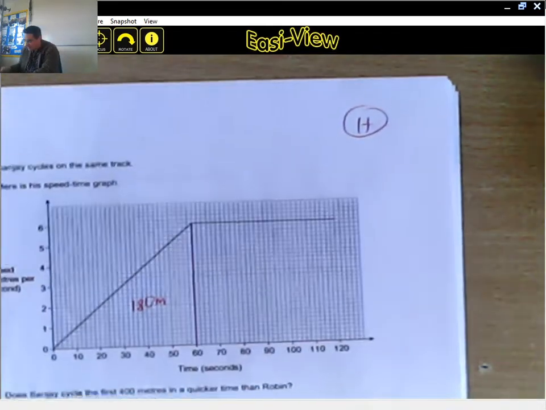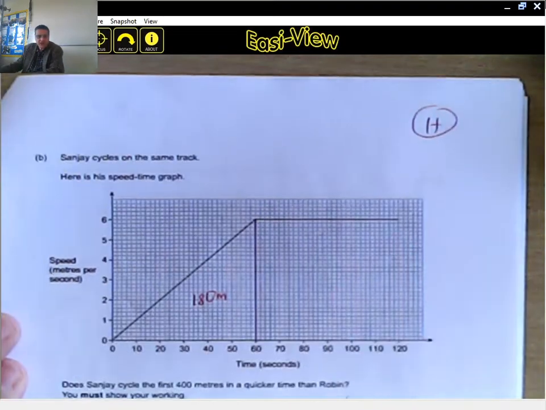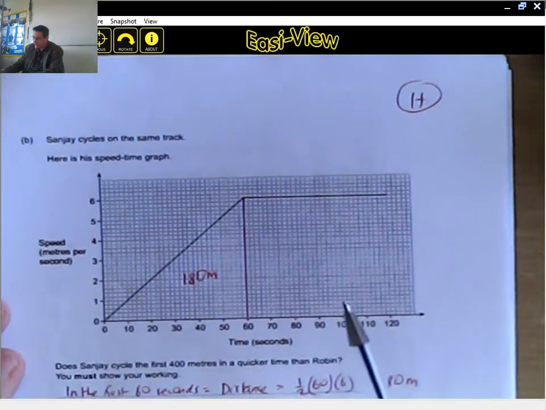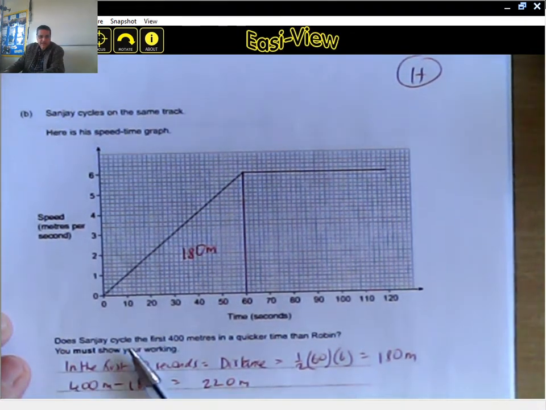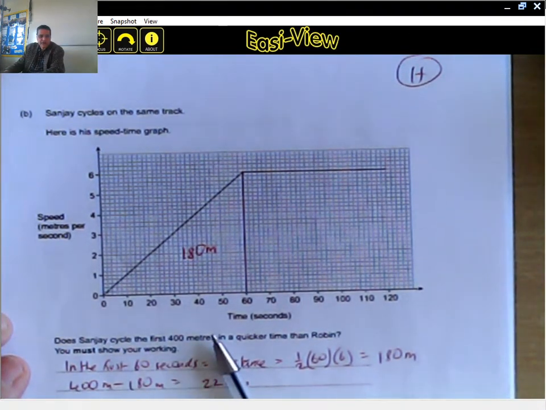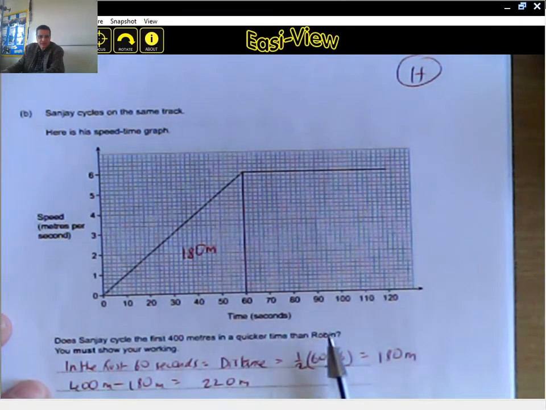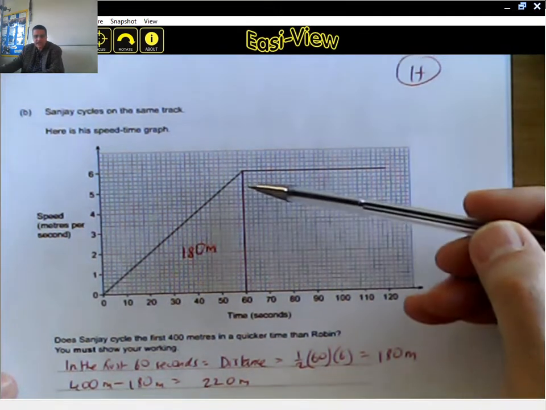This is the higher level stuff, the higher grade. Now this is Sanjay going on the same track. This is his graph, his profile. Does Sanjay cycle the first 400 meters in a quicker time than Robin? You've got to show your working. Well, this is the easy part.